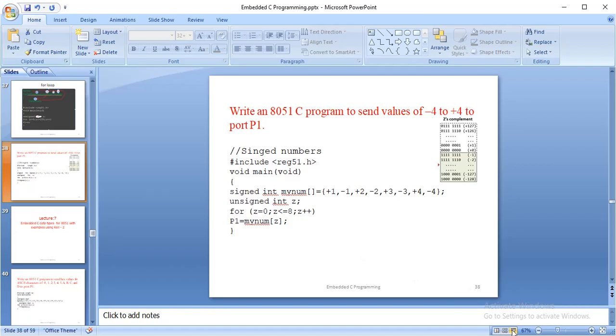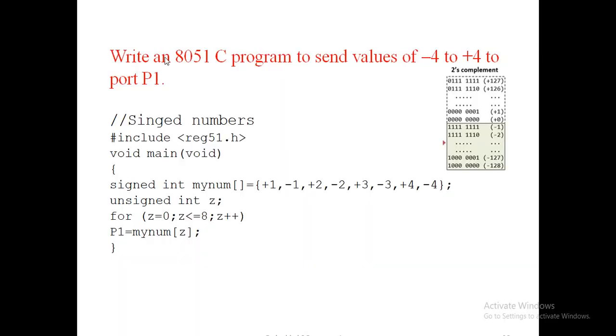The next program: write a C program to send values of -4 to +4 to port 1. Same program as the earlier one, but earlier I used unsigned; here I am using signed. Suppose you are not using signed and simply use int, it will take signed int only. If you use signed int, it will take negative values. If you simply use int also, it will take negative values.